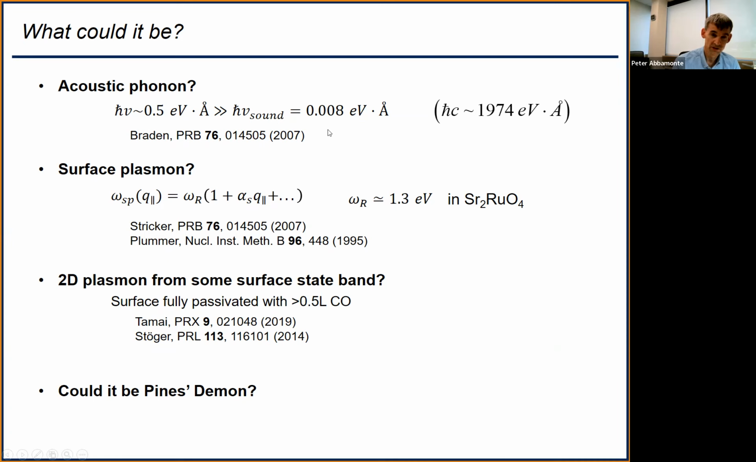But the acoustic phonons, that number is about 0.008. So it's two orders of magnitude too fast to be an acoustic phonon. In other words, it propagates 100 times faster than the sound velocity. So it's got to be something electronic.